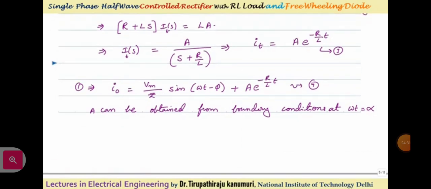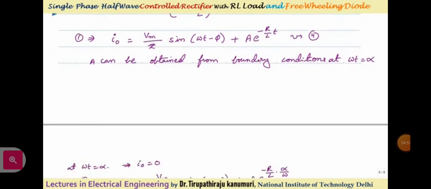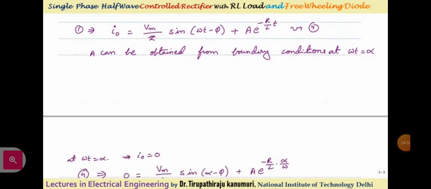So I can combine these two components of the current. I can write equation number 1 as I0 equal to steady state component plus transient component. The steady state component is V maximum by Z sine of omega t minus phi, and the transient component is A e to the power of minus R by L into t. You can see here with respect to time, this component, its magnitude initially will be A, it will go on decaying gradually and finally it becomes 0. That means the transient component will die out with respect to time.